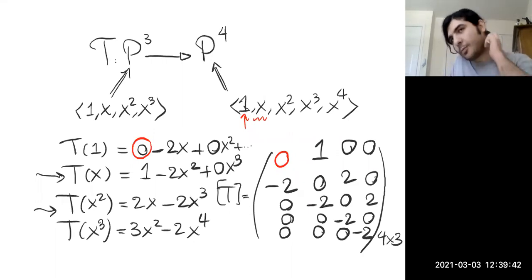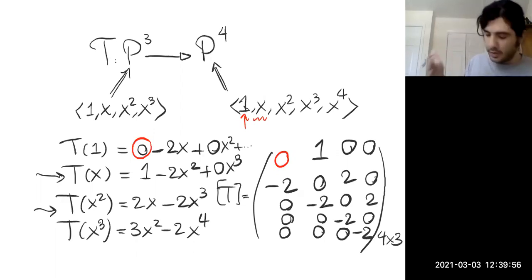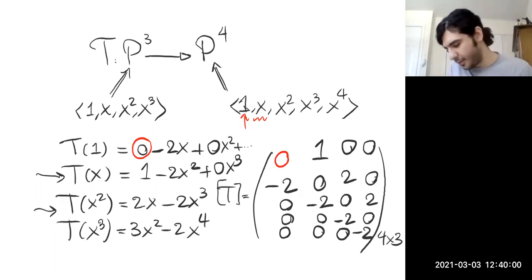Now, there are a few things to see about this matrix. One is that this matrix is 4 by 3. Well, sorry, it's 5 by 4. I'm sorry, because the dimension of the codomain is 5, and the dimension of the domain is 4.